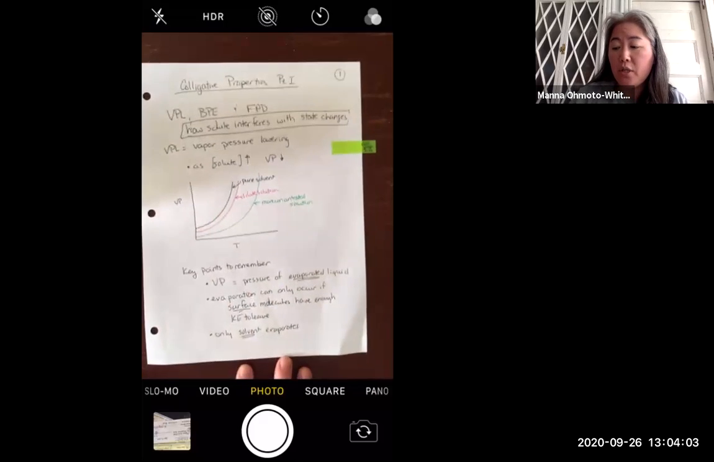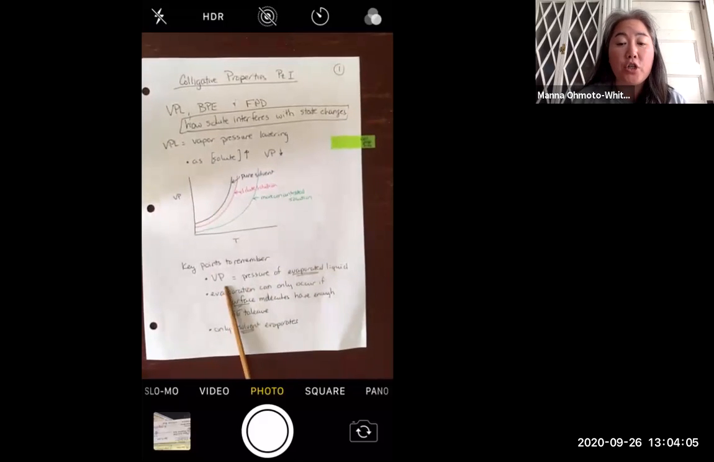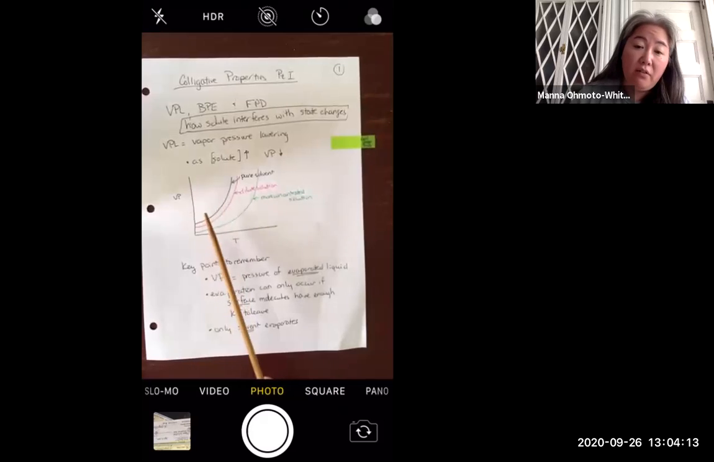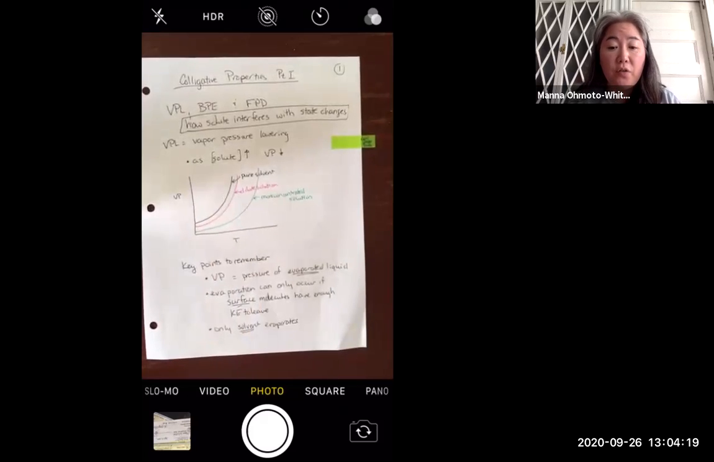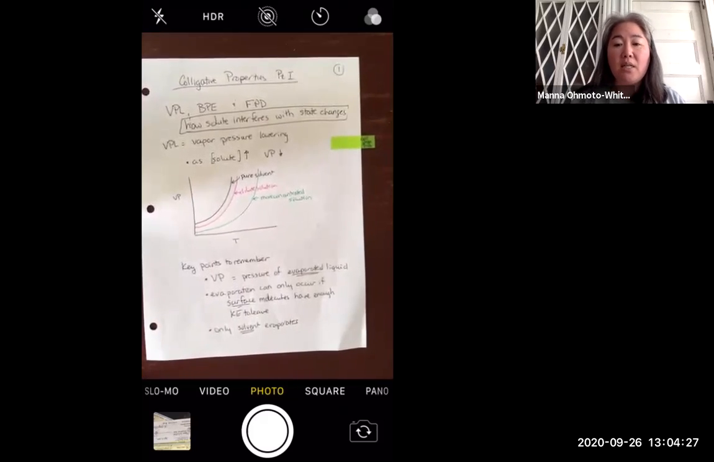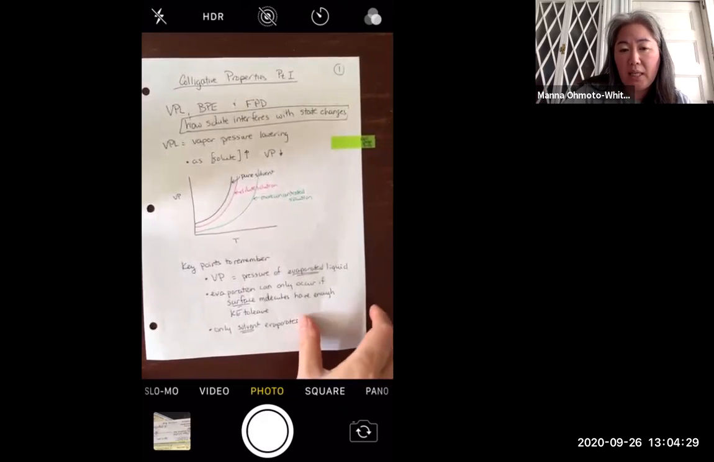There are a couple key points to remember. Remember that the vapor pressure is the pressure of the evaporated liquid, so I'm not at boiling. As the temperature increases, more of my liquid can evaporate, which is why my vapor pressure will increase. Evaporation can only occur if surface molecules have enough kinetic energy to leave, and only the solvent leaves. So in a solution, the solute stays behind, and my solvent will be what leaves.